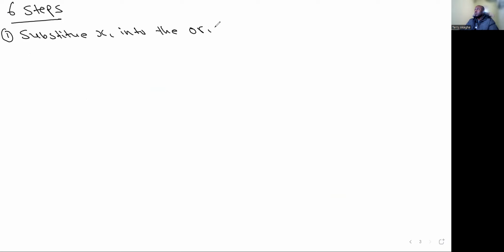But before we go into solving questions, let me write down the 6 steps, okay? The 6 steps of finding the slope of the normal and the equation of a normal. So the first thing you have to do is substitute x1 into the original equation to get y1.